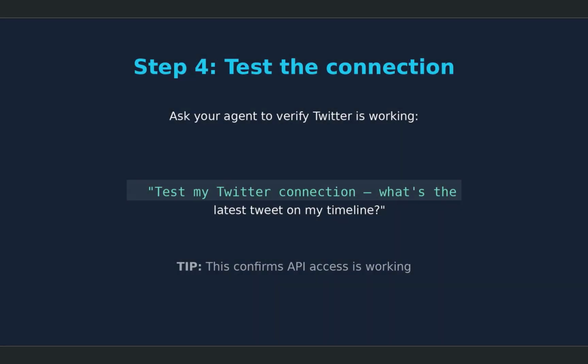Step 4. Test the connection. Ask your agent to verify Twitter is working. Just say, "Test my Twitter connection. What's the latest tweet on my timeline?" This confirms your API access is properly configured.